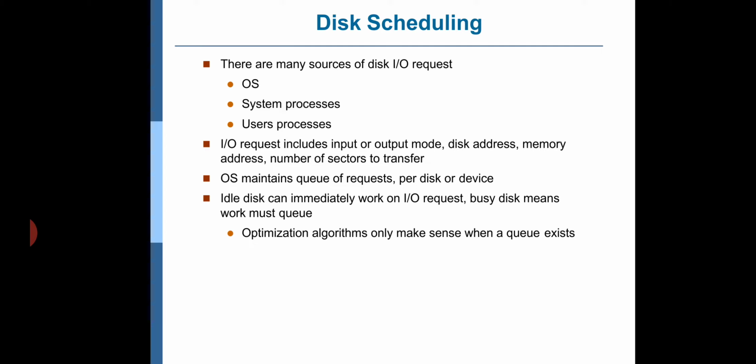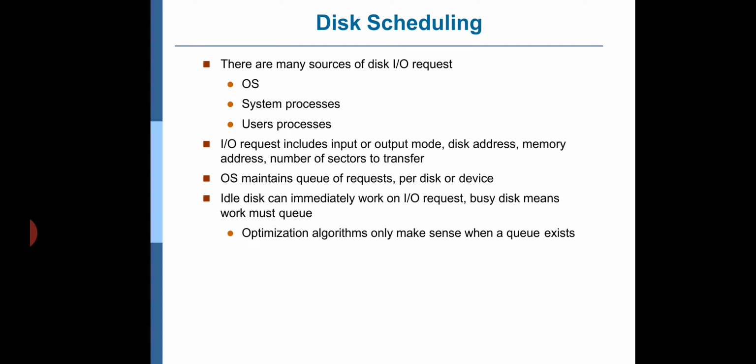Now coming to disk scheduling. There may be many resources making disk input output requests: the OS, system processes, users. Sometimes when you access a piece of data, it is stored in a number of tracks. We use SAN, storage area networks, and the hard disk, where magnetic data is stored. When we access it, an input output request includes the input and output mode, disk address, memory address, and the number of sectors to transfer.